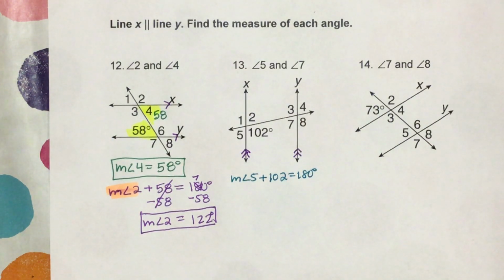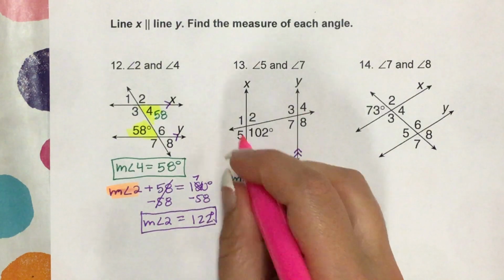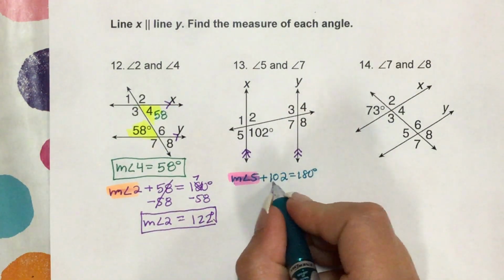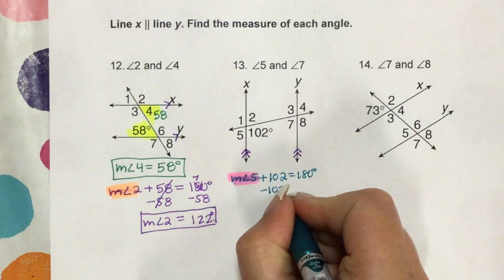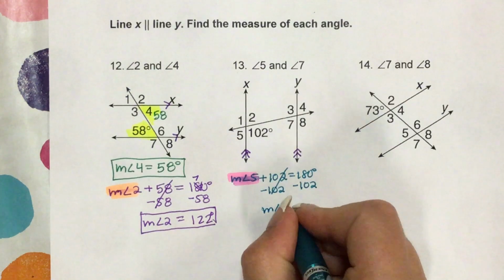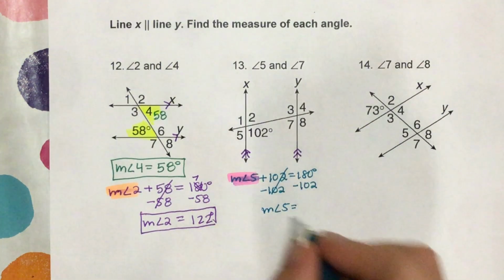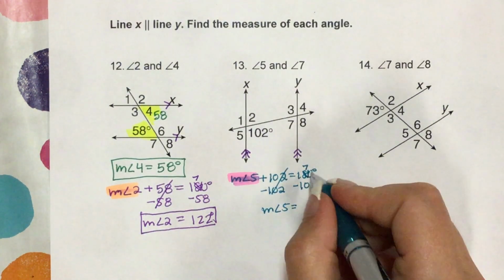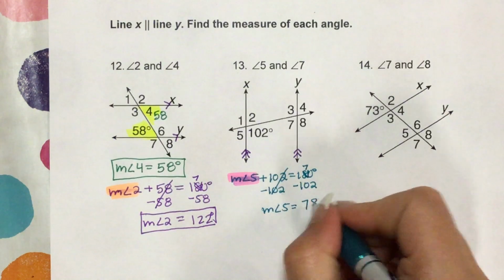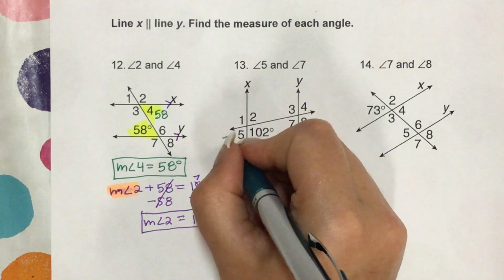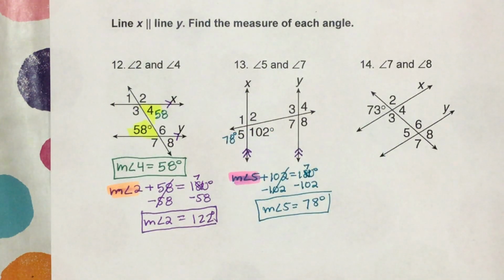Now all we need to do is isolate the measure of angle 5 and get it by itself using our wonderful algebra skills. So we have to do the inverse operation of addition, which would be subtraction. We're going to subtract 102 from both sides. Those cancel. We're left with the measure of angle 5 equaling, have to borrow again, making that a 7 and that a 10. 10 take away 2 is 8. 7 take away 0 is 7. So that means the measure of angle 5 is equal to 78 degrees. Woohoo!